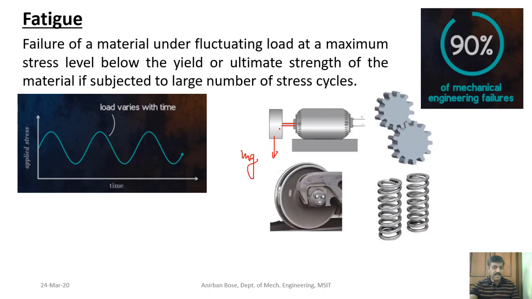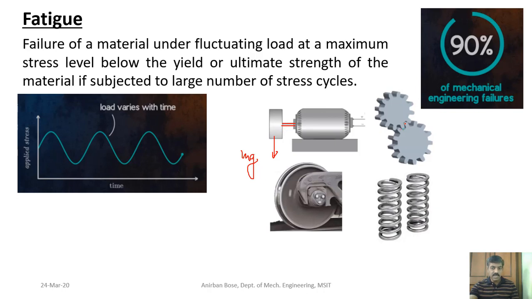The shaft is connecting, suppose, this motor and this pulley, and this pulley has some weight, mg. Because of this weight, this beam is under bending, so the top side is under tension and the bottom side may be under compression. And now it is rotating. That means the top side is going to the bottom and the bottom is going to the top. That means continuously the load acting at a particular point is changing with time.